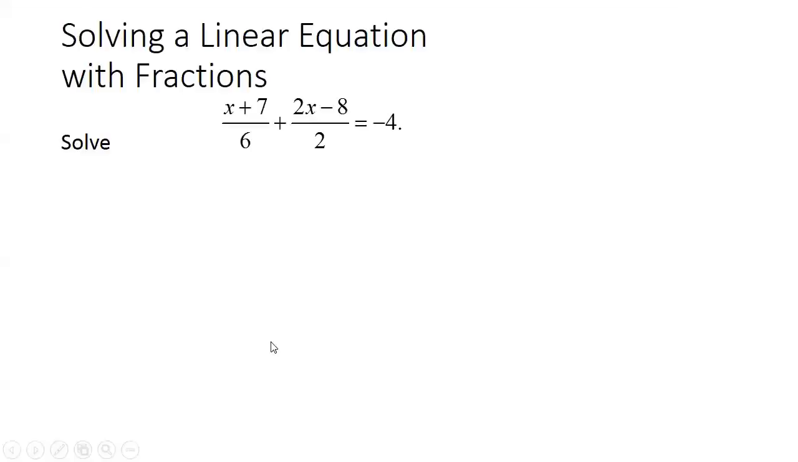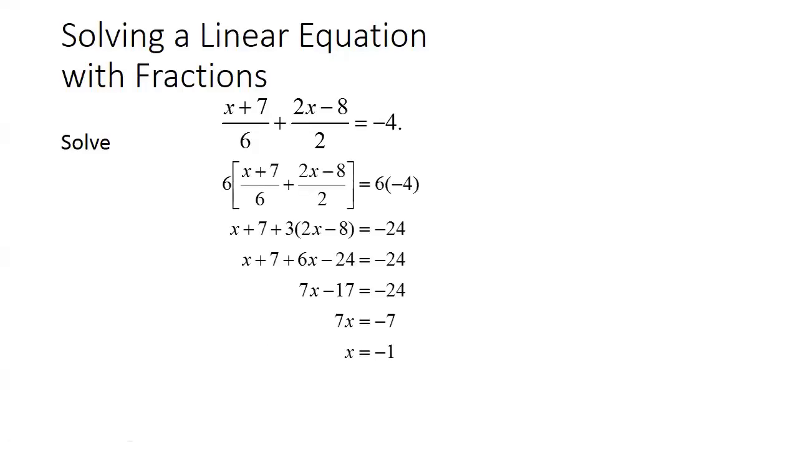To solve this, again, we have an equation involving fractions. One way would be to multiply each term by the LCD. So here we have (x plus 7) over 6 plus (2x minus 8) over 2 is equal to negative 4. Now, you look at the numbers here and find the LCD first of all, right? So everybody agree that the LCD is equal to 6? Do you have any problem with that? No, okay, we're good. So the LCD is 6.